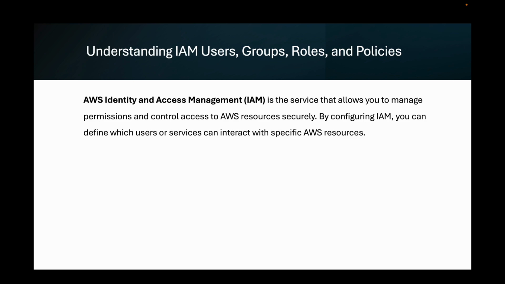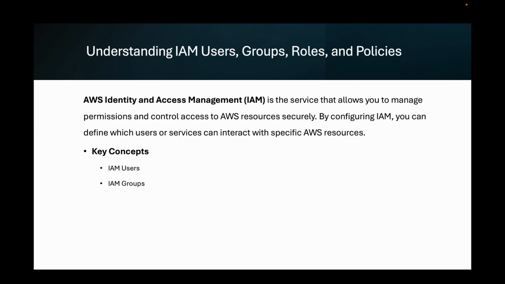Now, AWS Identity and Access Management, also called IAM, is the service that allows you to manage permissions and control access to AWS resources securely. By configuring IAM, you can define which users or services can interact with specific AWS resources. Some of the key concepts here are IAM users. A user in IAM represents an individual person or application that interacts with AWS resources. Users can have credentials such as a username, password, or access keys to access these AWS services. Users can be assigned permissions via policies.